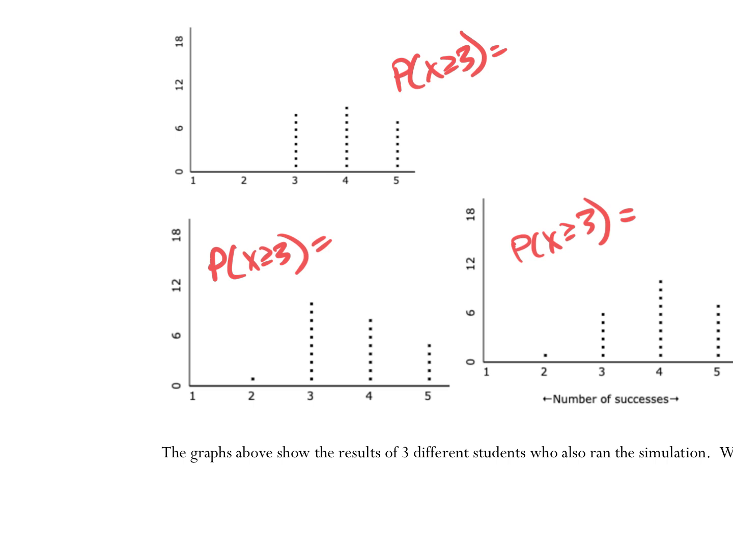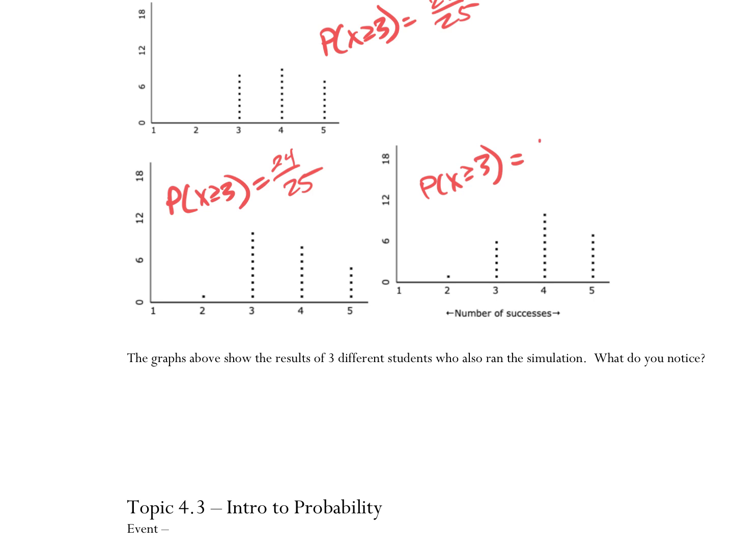The first one? Not 0. 100%. 25 out of 25 are greater than or equal to 3. Yeah? For the second one, 24 out of 25. For the third one, 24 out of 25.